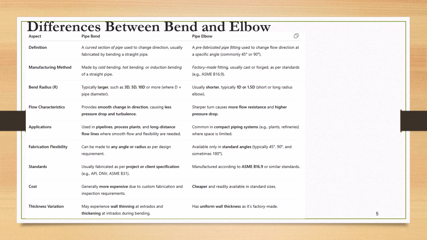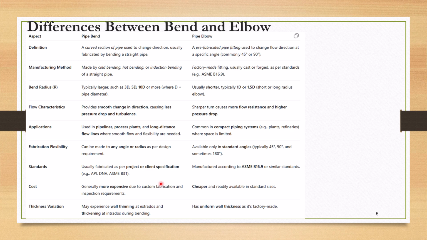Fabrication flexibility: a bend can be made to any angle or radius as per design requirement. An elbow is available only in standard angles, typically 45 degree, 90 degree and sometimes 180 degree. The bend is usually fabricated as per project or client specification. Sometimes it may be designed based on API, DNV or ASME B31 standards. However, piping elbows are usually manufactured based on ASME B16.9 standards.